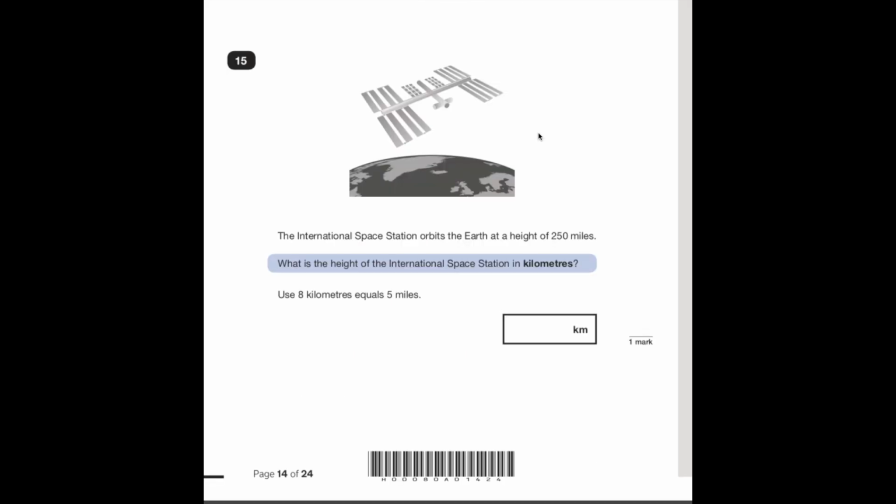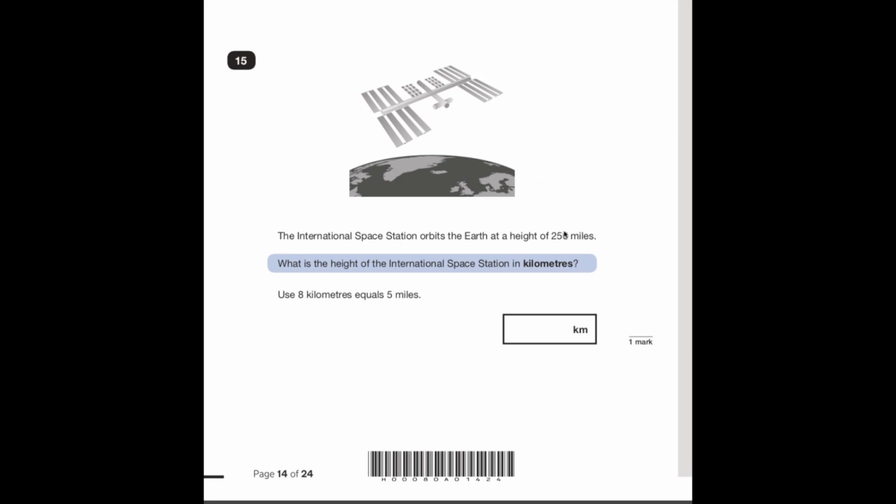Number 15, the International Space Station orbits the Earth at a height of 250 miles. What is the height of the International Space Station in kilometres? So we've been told that 5 miles is the same as 8 kilometres. So if we can find out how many 5 miles there are in 250 miles, then we should be able to work out how many kilometres we've got.